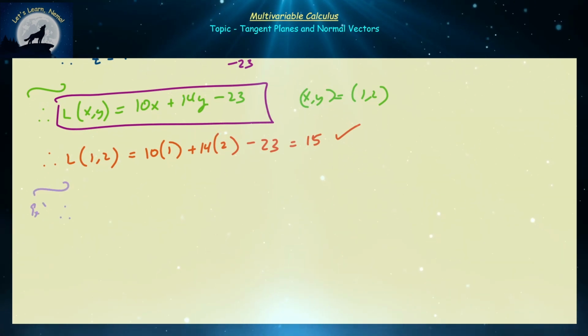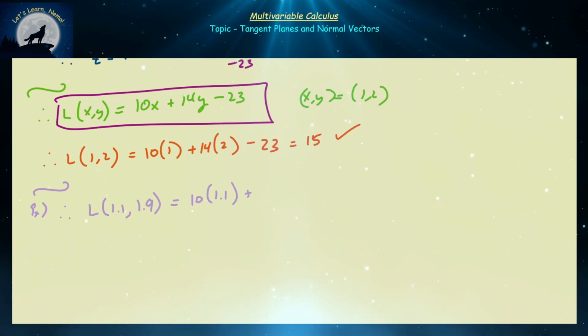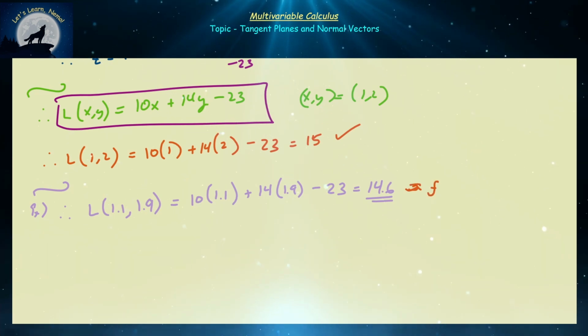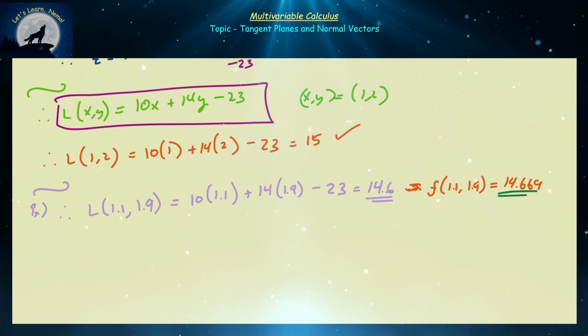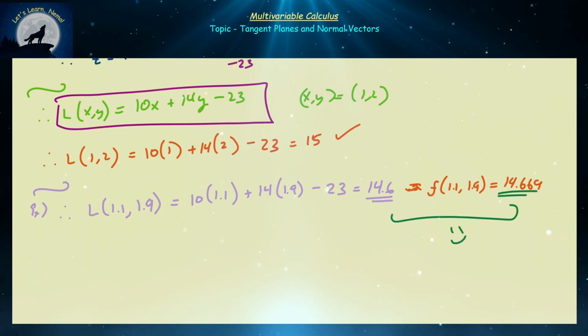So for example, a point of reference you could use would be (1.1, 1.9), so 0.1 to the right in x and 0.1 to the left in y. If we plug this in, that's going to give us 10 times 1.1 plus 14 times 1.9 minus 23, and that's going to come out to 14.6. And if you actually do the exact value, which is going to be f of (1.1, 1.9), you're actually going to get 14.669. So at least for this particular point, they are actually relatively close to one another, right?